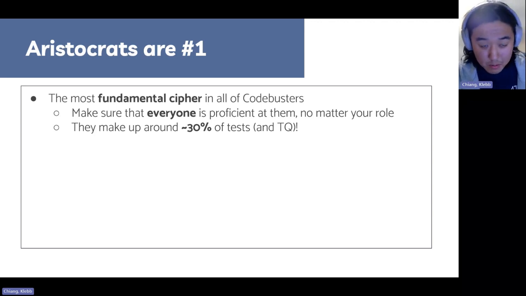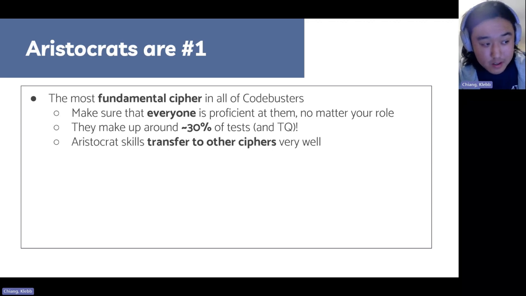And the other thing that's really important about them is that the skills you learn from getting good at aristocrats transfer to every other cipher. I mean every other cipher, literally. And you'll see why as I talk more about how I approach aristocrats. But I'm just going to start with this and say, if you're on a team and other people do aristocrats, you should also be doing aristocrats to an extent. Maybe less than other people, but you should still be doing them.